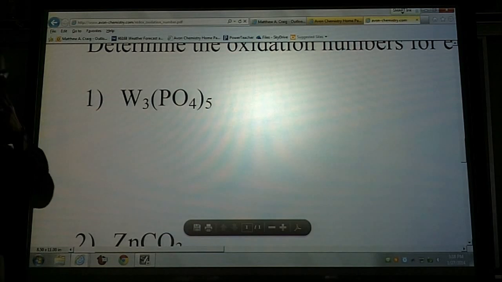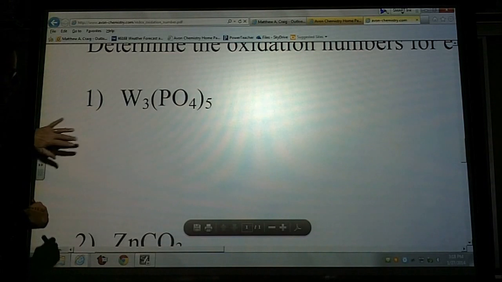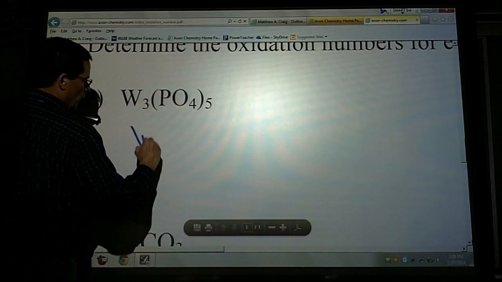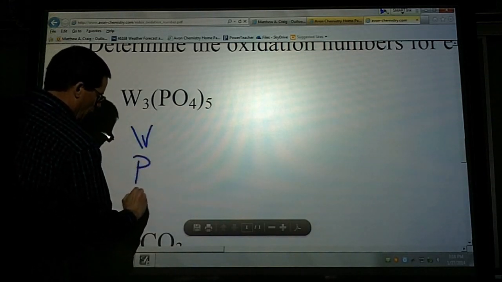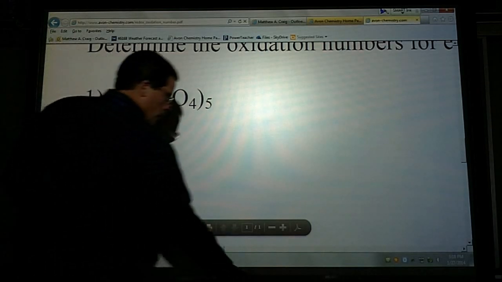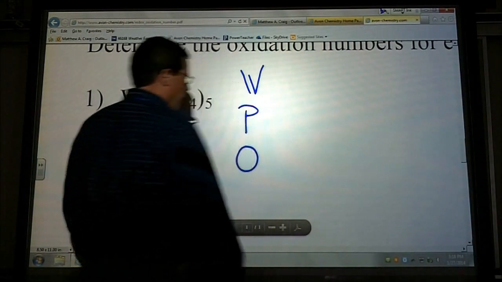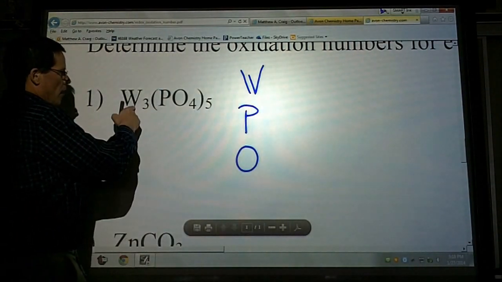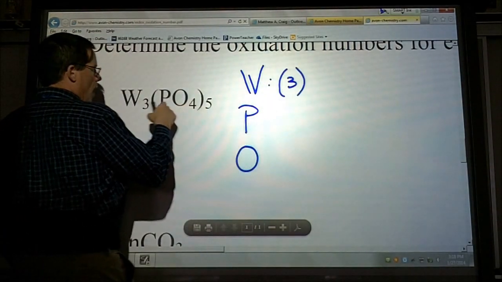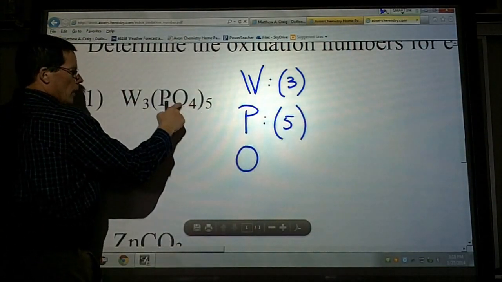All right, so looking at the first one, one of the best strategies for working out a problem like this is to do somewhat of an inventory. So I have my tungsten, I have my phosphorus, and I have my oxygen. Okay. I want to find out how many of each I have. So I have 3 tungstens, I have 5 phosphorus, and I have 20 oxygen.